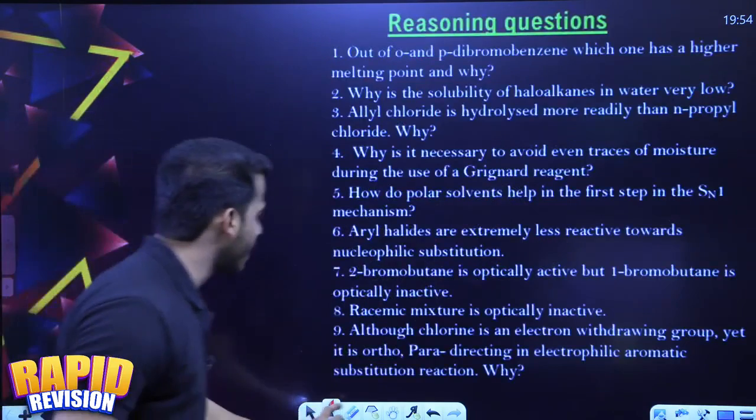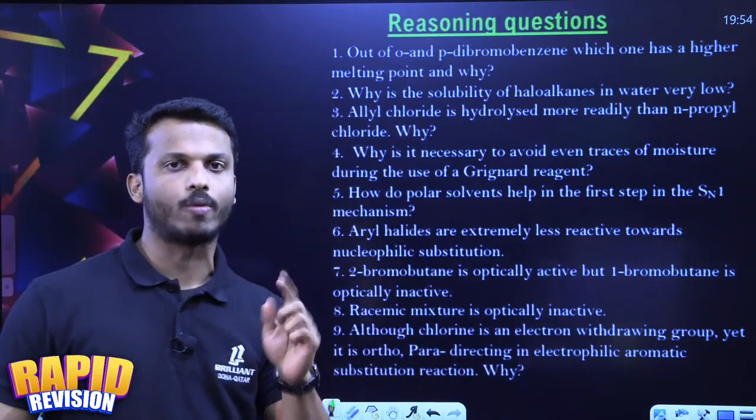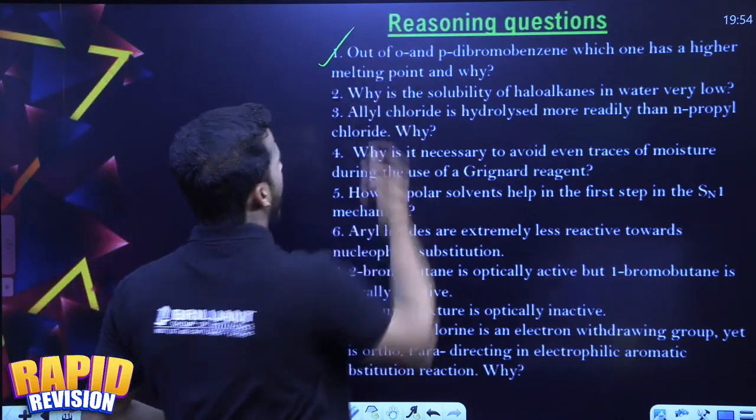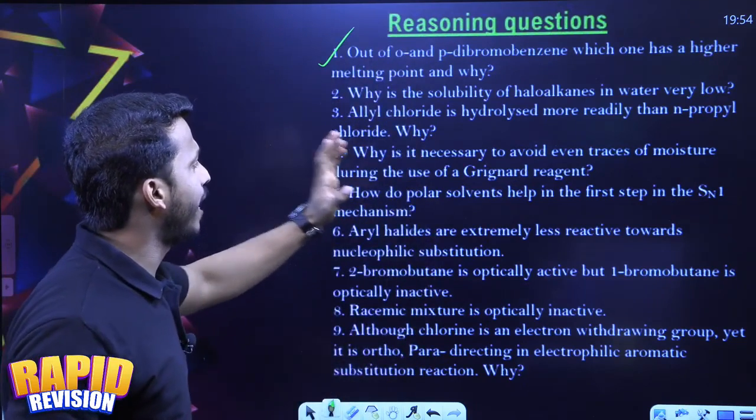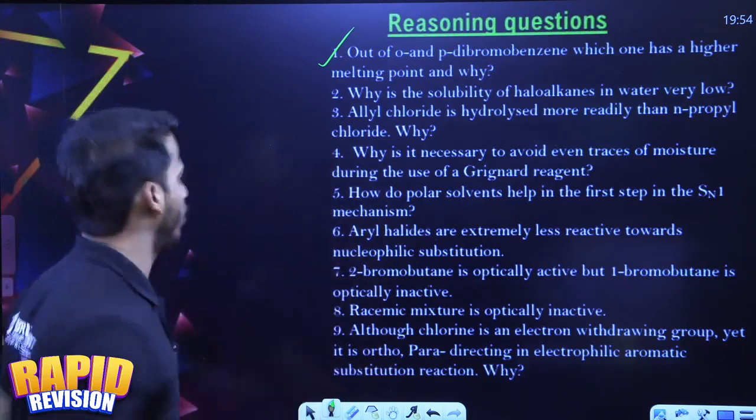Next one. We can expect reasoning questions from the chapter, dear all. I will read the questions one by one. Just remember the answers, okay? Question number one: out of ortho and para dibromobenzene, which one has the higher melting point and why?